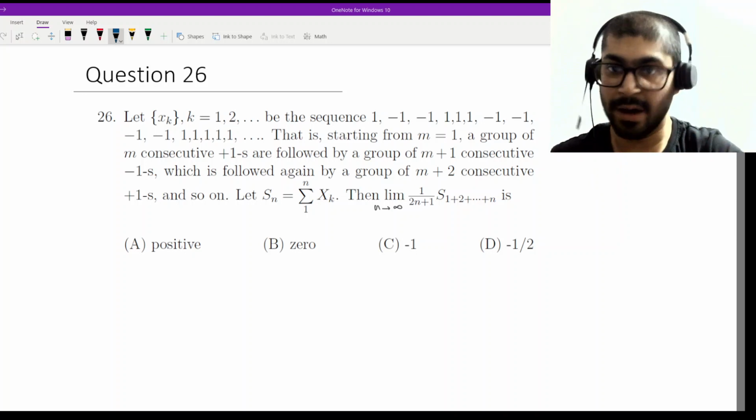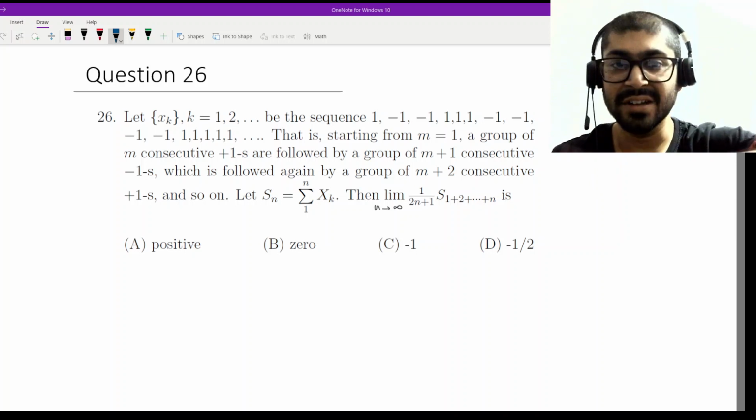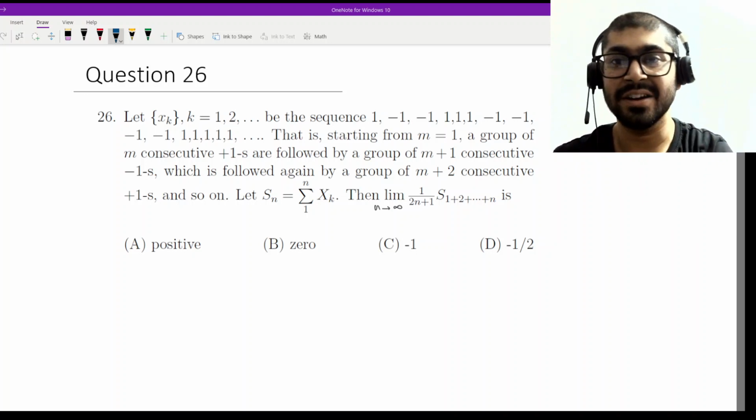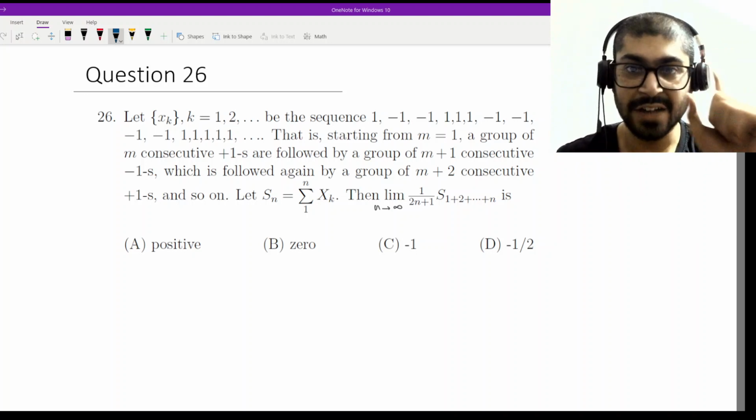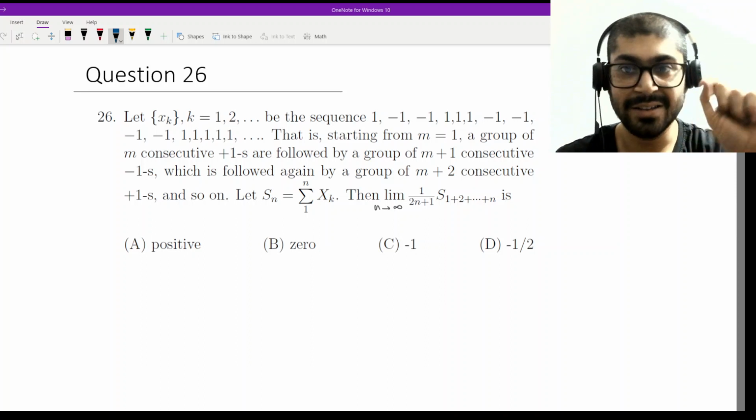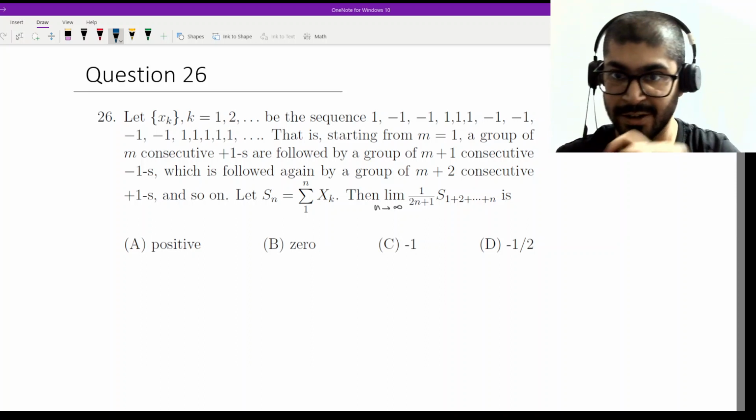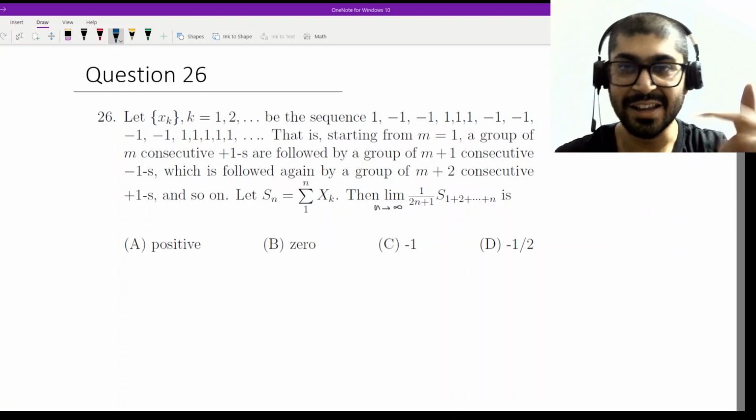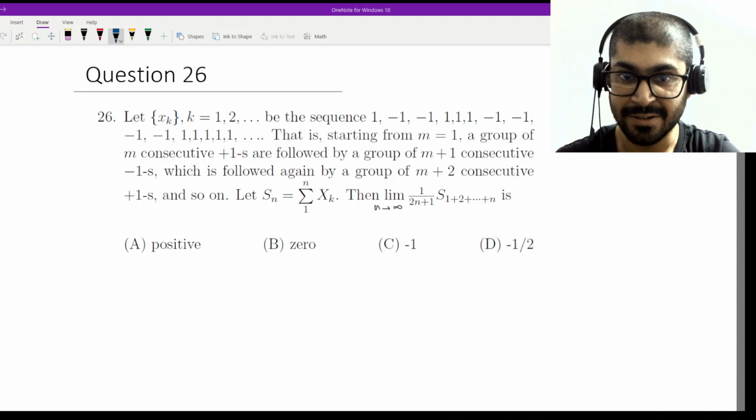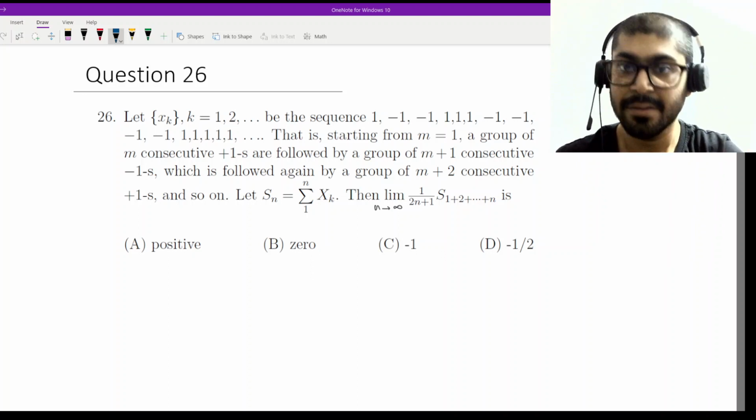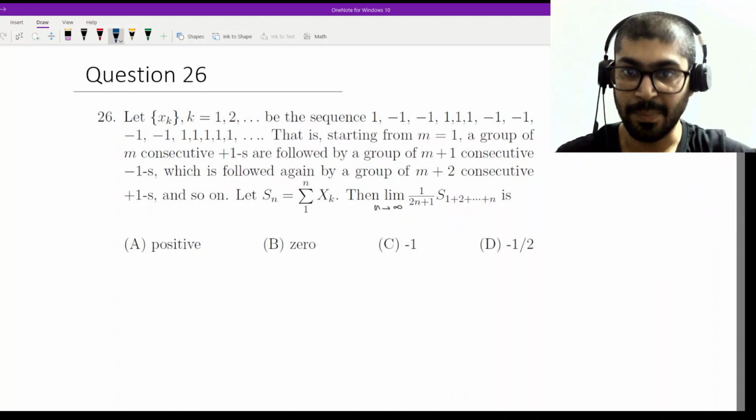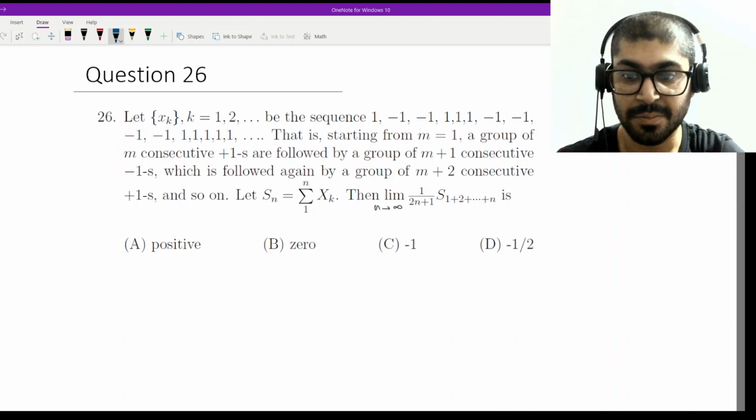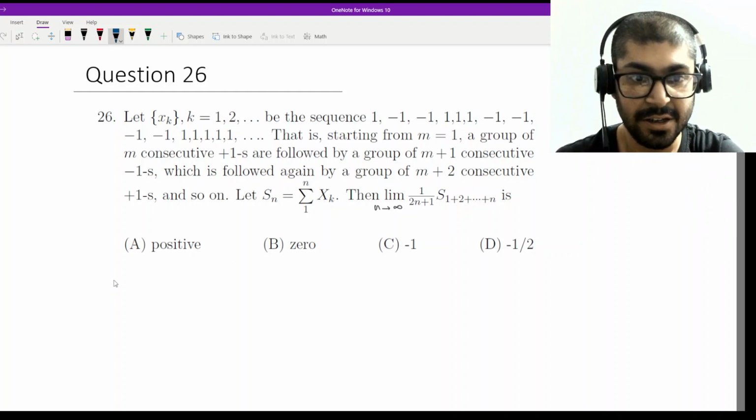Starting from m equal to 1, a group of m consecutive plus ones is followed by a group of m plus 1 consecutive minus ones. So if you start with one plus 1, then you have to put two minus 1s, then you have three plus ones, then four minus ones, right? So 1, minus 1, minus 1, plus 1, plus 1, plus 1: you can see the first few terms are given, right?